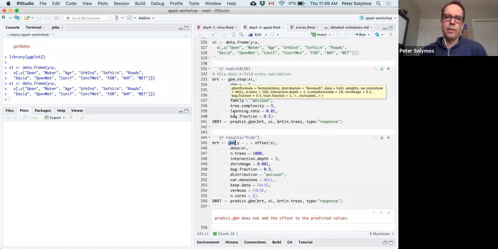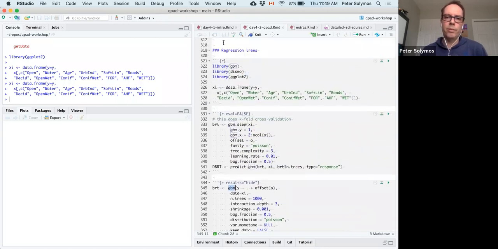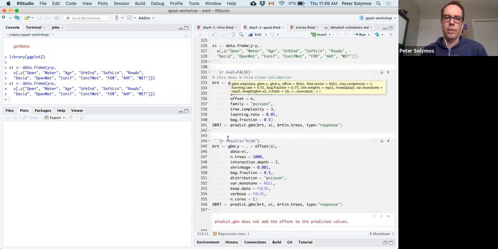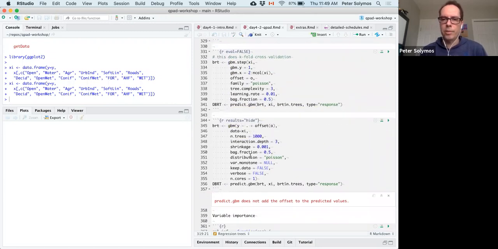And I'm referring to these as BRT, boosted regression trees, but it's also called GBM, generalized boosting machines. So what we need here: we just tell it 1,000 trees, that's what I want. Interaction depth is like the tree complexity. Shrinkage is like the learning rate, but I used a different value. Bag fraction the same. Distribution Poisson, and notice that we included the offset as part of the formula.